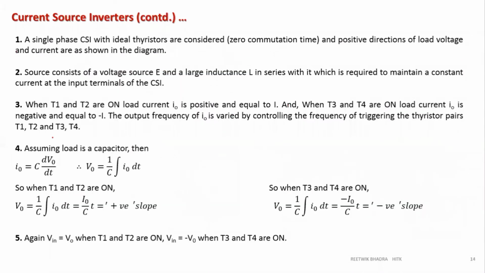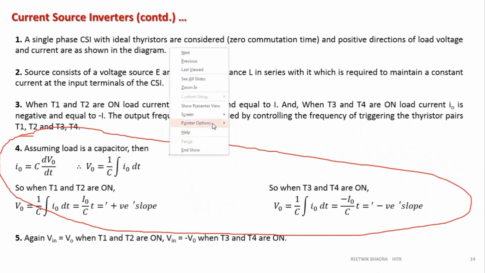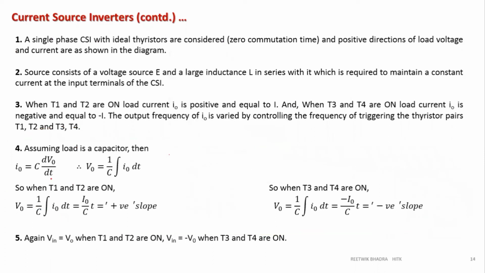Next point, we have to draw the voltage. I'll tell you in terms of equation, so you can understand it better, and then we'll plot the graph. If I think it is a capacitive load, then I naught is equal to C dV naught by dt, you know, capacitor. So from here, V naught is equal to 1 by C integration of I naught dt.